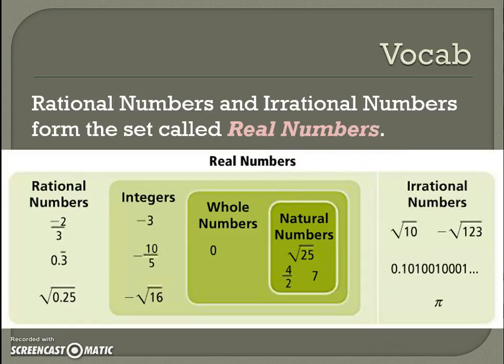Notice here that there's a line separating these two. There are no numbers that are both irrational and rational. It's either one or the other. Within the rational numbers we have those other sets that we are looking at. These are subsets of rational numbers.